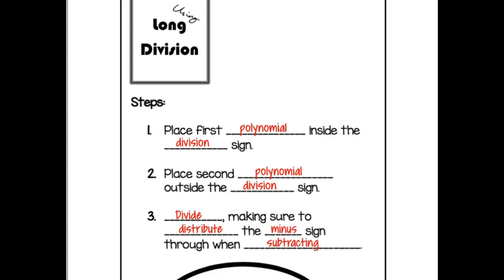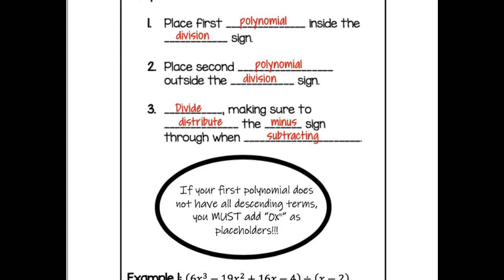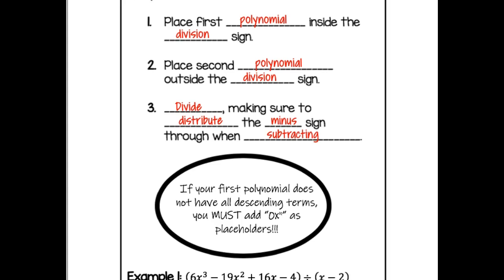I know that sounds kind of crazy, so we're going to try some examples. Here's one thing you need to make sure of. If your first polynomial that you're putting inside the division sign does not have all descending terms, so like x cubed, then x squared, then x, then a constant, you need to add in the missing terms with 0 times x to whatever power as placeholders, or else you're going to get all confused.